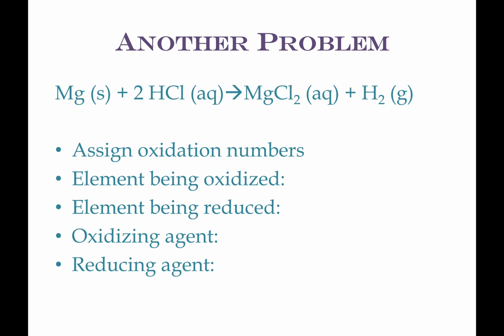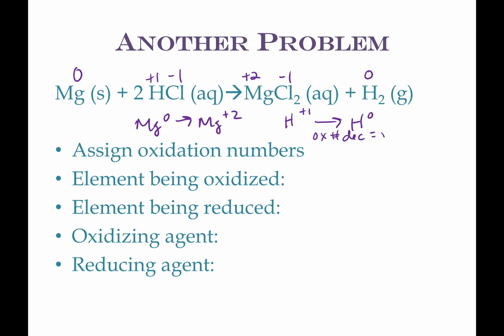One more. 0 plus 1 minus 1 plus 2 minus 1, 0. Magnesium went from 0 to magnesium +2, and hydrogen went from +1 to hydrogen 0. Oxidation number decreased, that's a reduction. Oxidation number increased, that's an oxidation. So element being oxidized would be magnesium, reduced would be hydrogen.